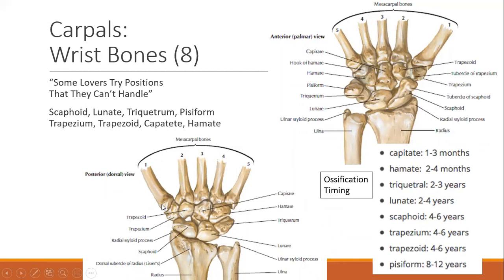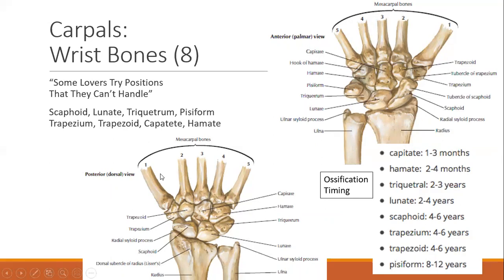So you have 8 carpal bones, and like I said, you're going to have to memorize all of them because you can be tested on which is which. Everybody has their own mnemonic that they use for this. The one that stuck in my head is "some lovers try positions that they can't handle." These all have funny names, so bear with me. You have scaphoid, lunate, triquetrum, pisiform, trapezium, trapezoid, capitate, and hamate.